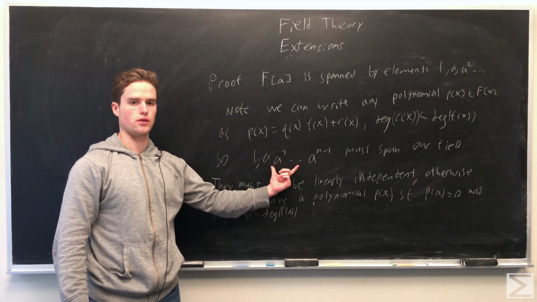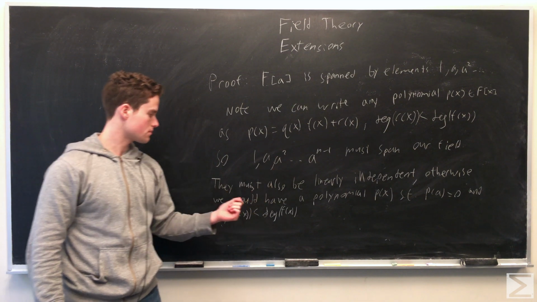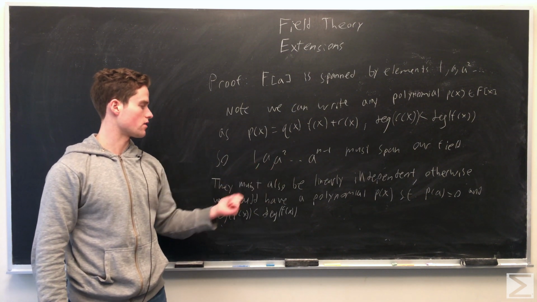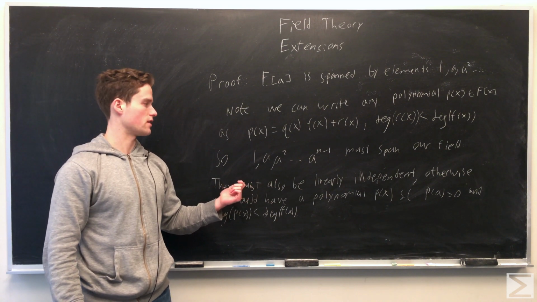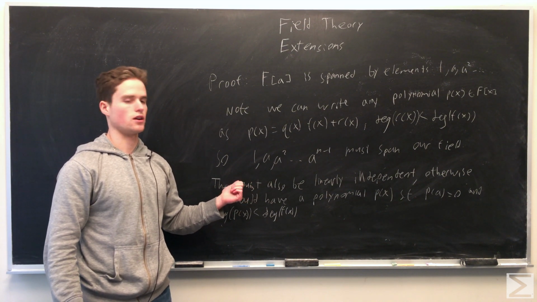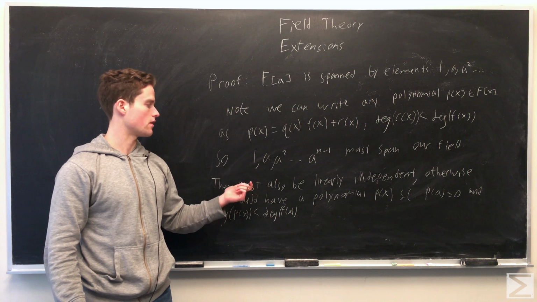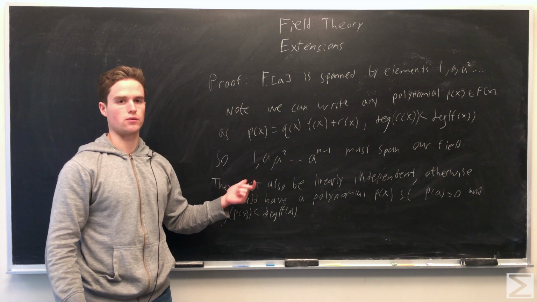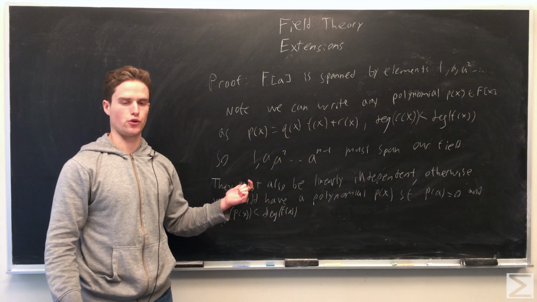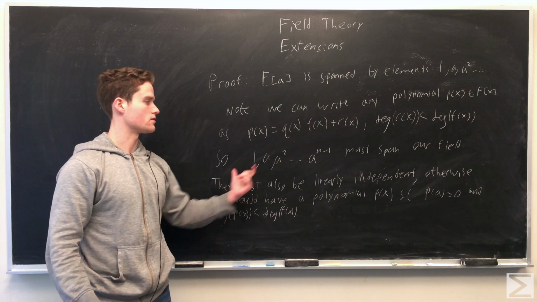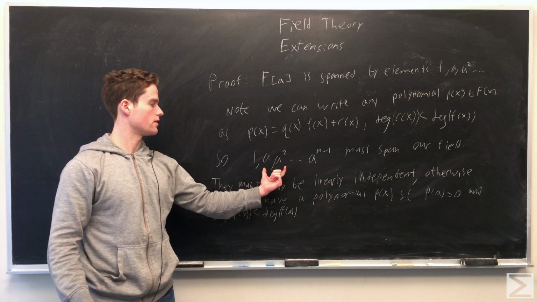So now we just need to know that these are linearly independent. And they're linearly independent since otherwise we would have some polynomial p of x of degree less than f of x with p of a equals 0. But this would contradict f of x being the irreducible polynomial with a root of a. And so these must be linearly independent.